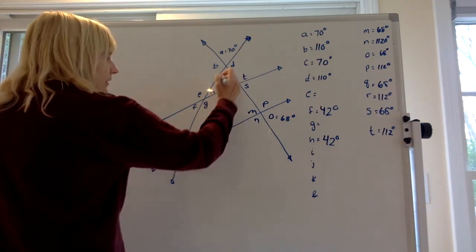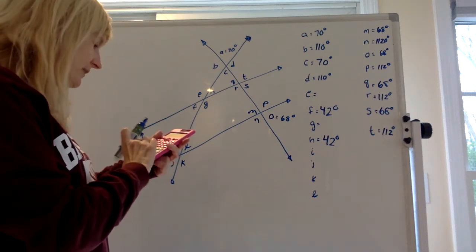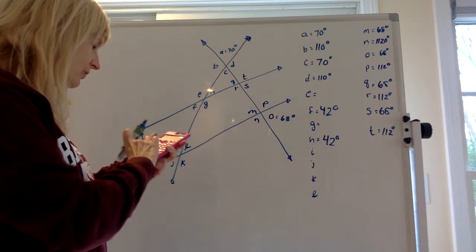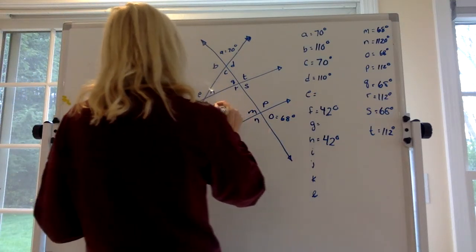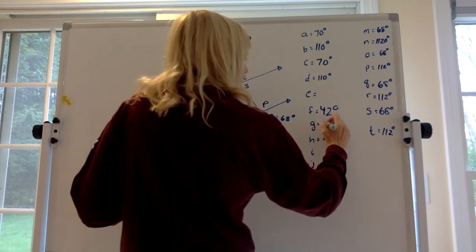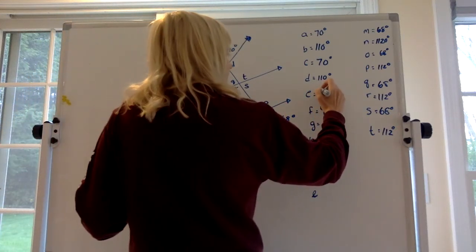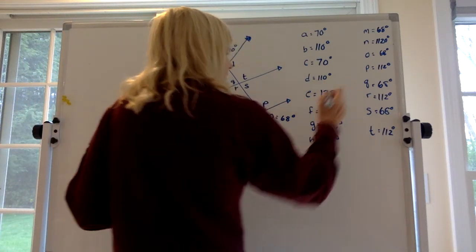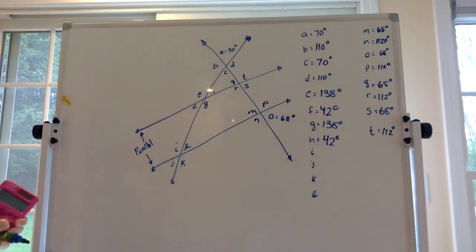And then H plus G have to equal 180, so 180 minus 42 equals 138, so G is 138, and then opposite G is E, that's also 138. See, we're almost there. We just have this group here. How can we figure that out?